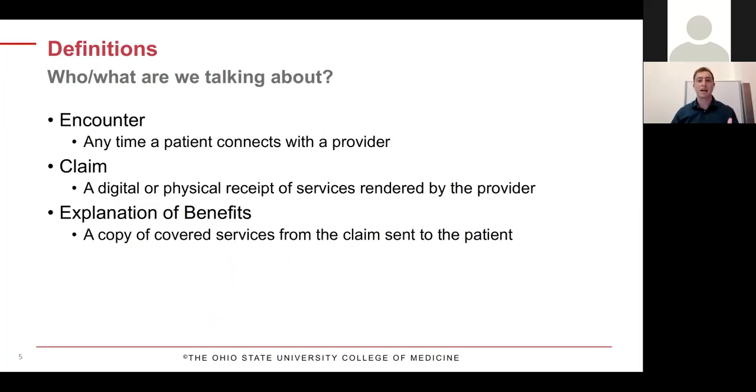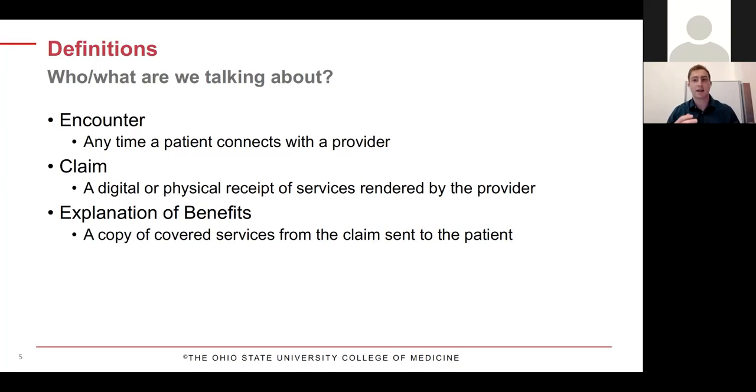And so I used the term encounter earlier. Also just wanted to clarify what that means. It's any time a patient connects with a provider. And so there are billable encounters and there are non-billable encounters. And that's really what administration cares a lot about. But you can see a patient and not bill for that. It could be a routine follow-up that's included in a case rate, or it can be a billable encounter that's just a routine checkup. And then that claim is what I talked about.